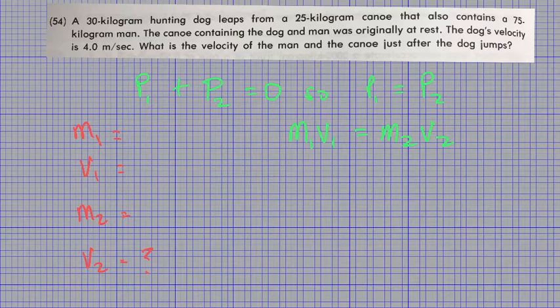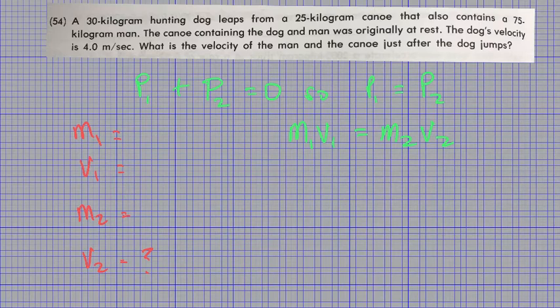All right, so let's take this first problem here. It says a 30 kilogram hunting dog leaps from a 25 kilogram canoe that also contains a 75 kilogram man. They were both at rest originally, so now we're just talking about what happens when the dog jumps, okay? And then the canoe and the man in it move the other direction. Well, let's fill in what we know here.